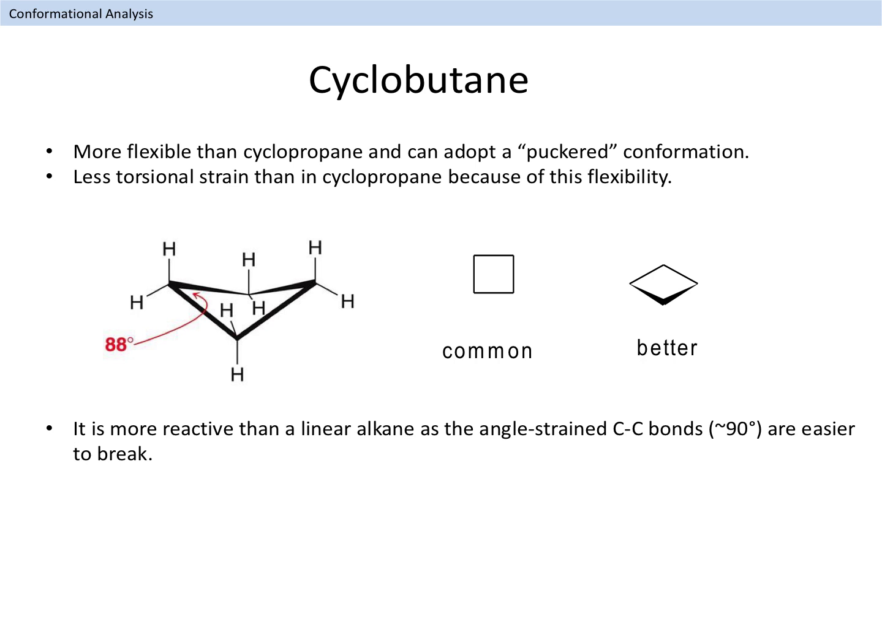The envelope conformation is more stable than the planar conformation, because it minimizes the destabilizing angle strain present in the planar arrangement. Additionally, the carbon atom that is out of the plane experiences less steric hindrance from the other groups, contributing to the stability of the envelope conformation.